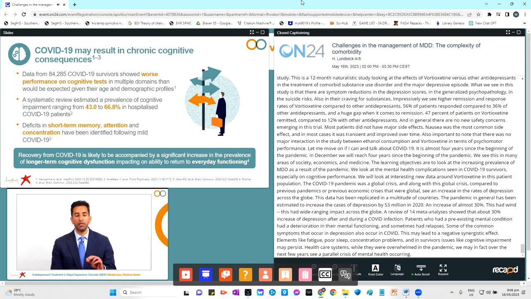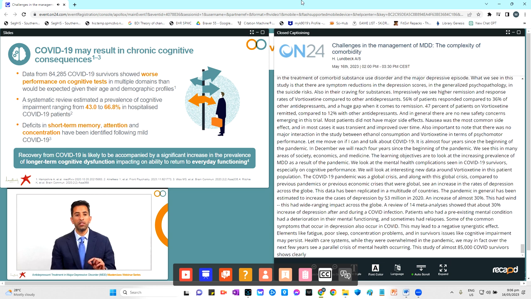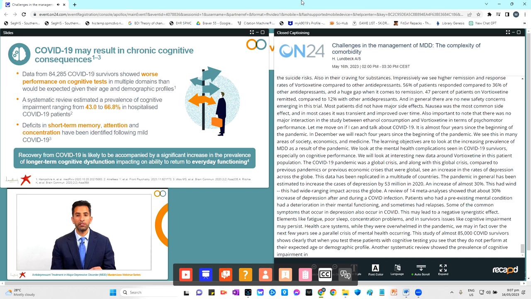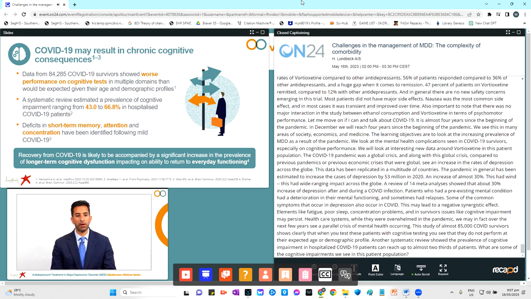This impressive study of almost 85,000 COVID survivors shows clearly that when you test these patients with cognitive testing, you see that they don't perform at their expected age or demographic profile. Another systematic review showed that the prevalence of cognitive impairment in hospitalized COVID-19 patients can reach up to almost two-thirds of patients. And what are some of the cognitive impairments that we see in this patient population?